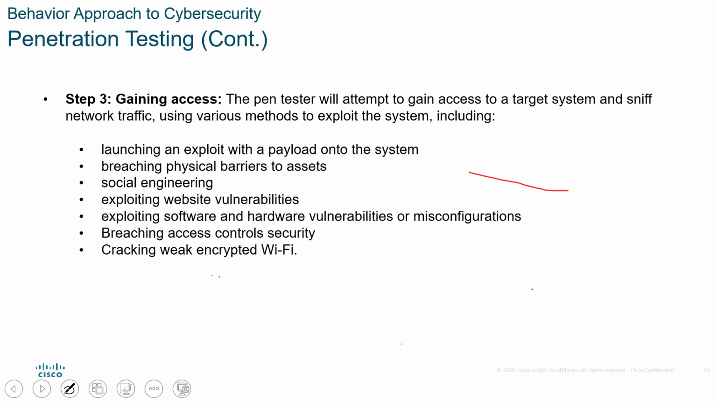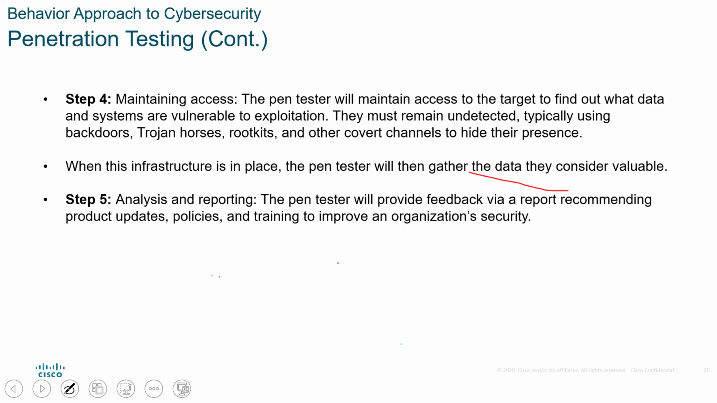The third thing you do in penetration testing is gaining access. The pen tester will attempt to gain access to a target system and sniff network traffic using various methods to exploit the system. It includes launching an exploit with a payload into the system, breaching the physical barriers to access, social engineering, exploiting website vulnerabilities, exploiting software and hardware vulnerabilities or misconfiguration, breaching access control security, and checking weak encrypted Wi-Fi.